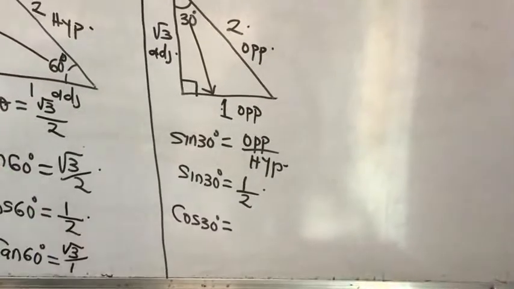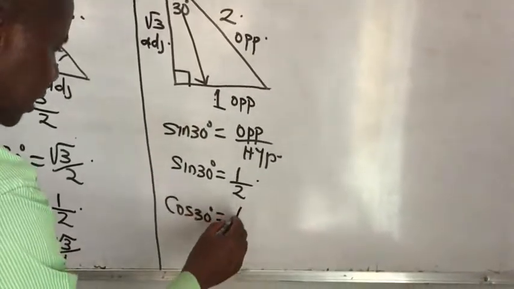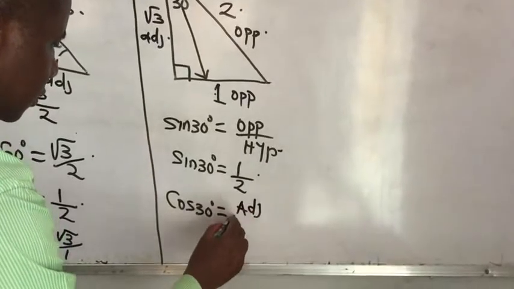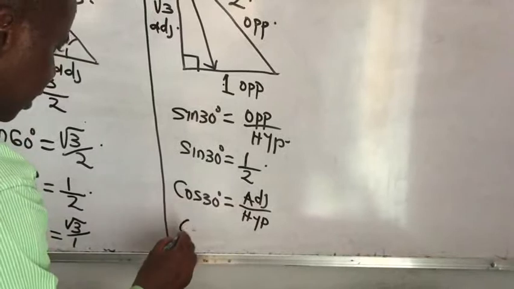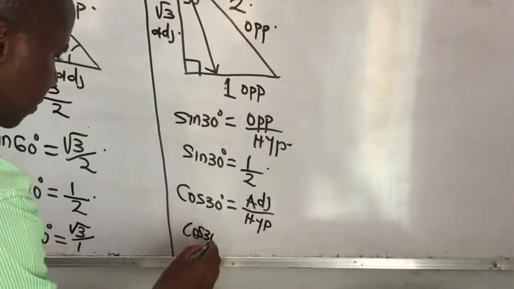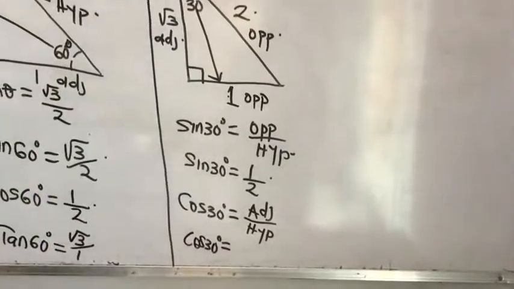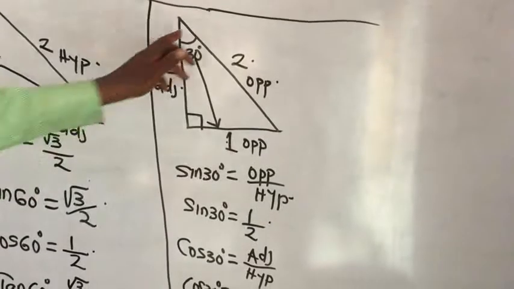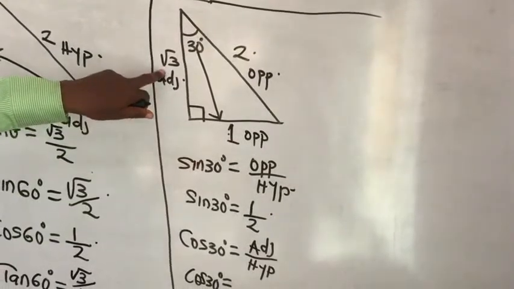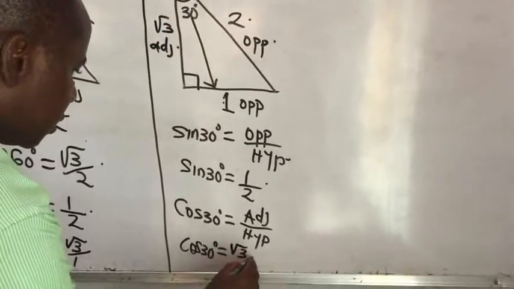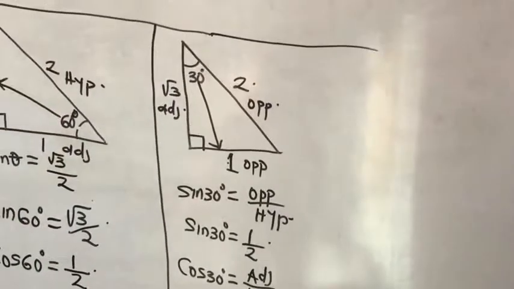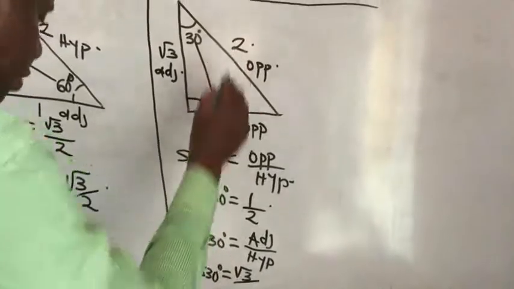Again, let's look at cos 30. For cos 30, of course, the rule says adjacent over hypotenuse. So cos 30 will now become, what is the adjacent? Of course, here is the opposite. Automatically here becomes adjacent. It would be root 3 all over 2, because hypotenuse is 2.